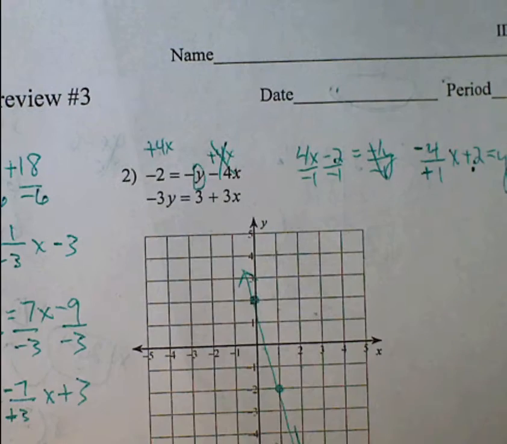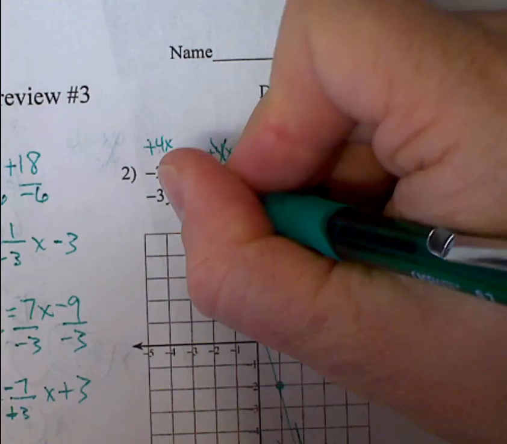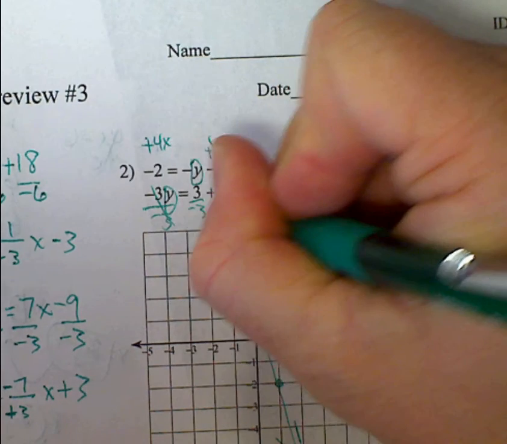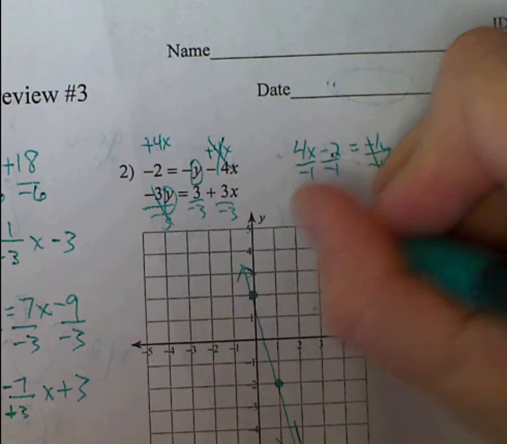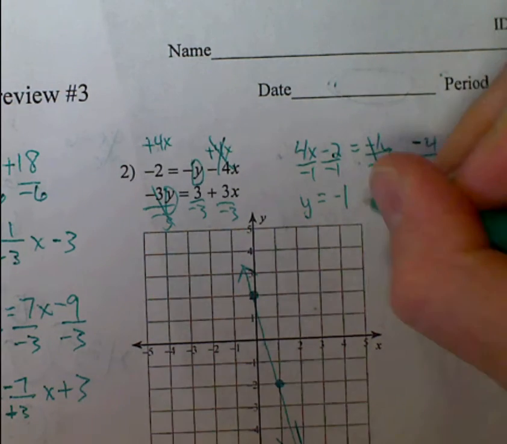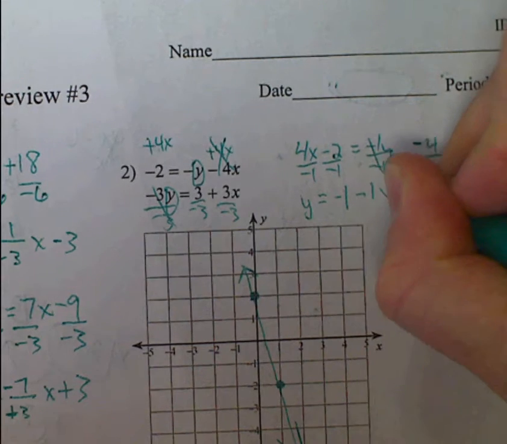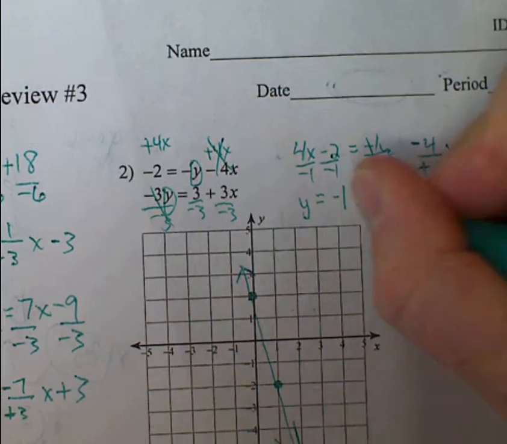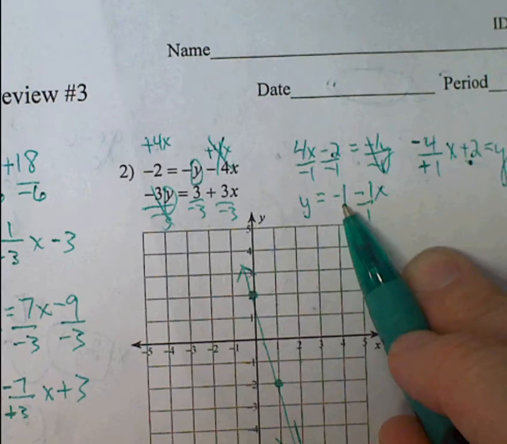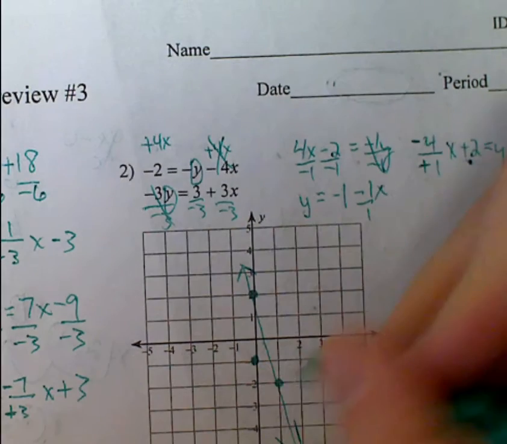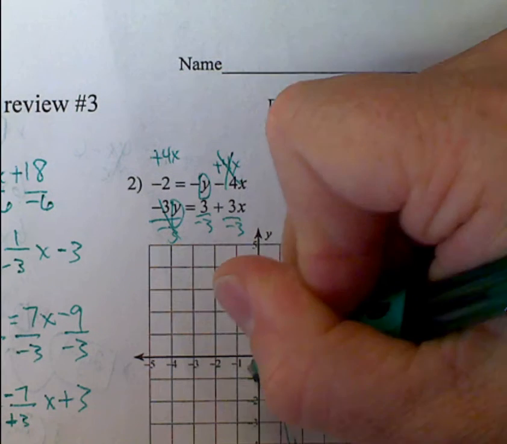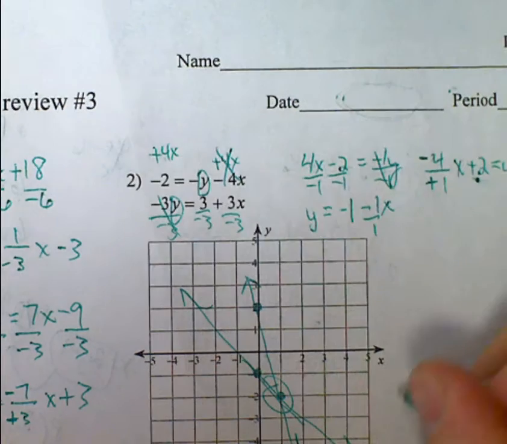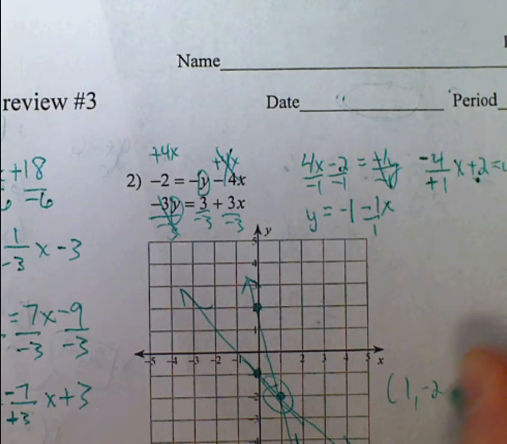There's my line. If I get the y by itself over here, I would divide by negative 3. So I get y equals negative 1 minus 1x. My slope is negative 1 over 1. My y-intercept is negative 1, so I start at negative 1. I go down 1 over 1. So there's where my line intersects. My answer would be 1, negative 2.